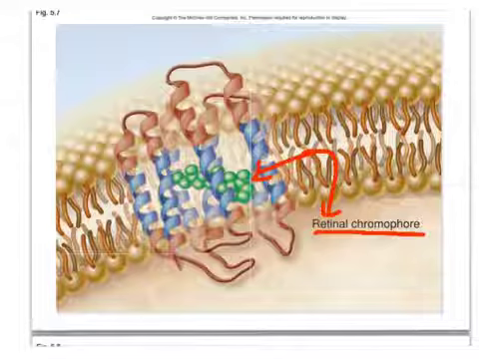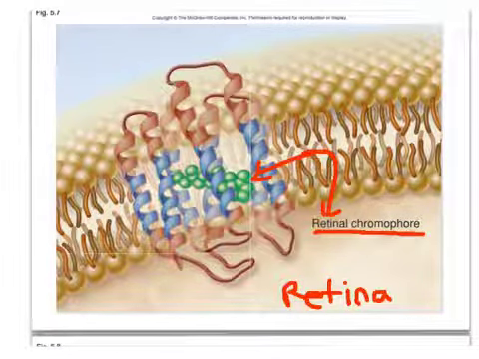This is very similar to what happens in your eye in the retina. In the retina, we also have the mammalian retinal, and it is lodged in a protein, and it responds to photons of light, and it is actually what allows photons of light coming into our eye to send signals through our nervous system to our brains.